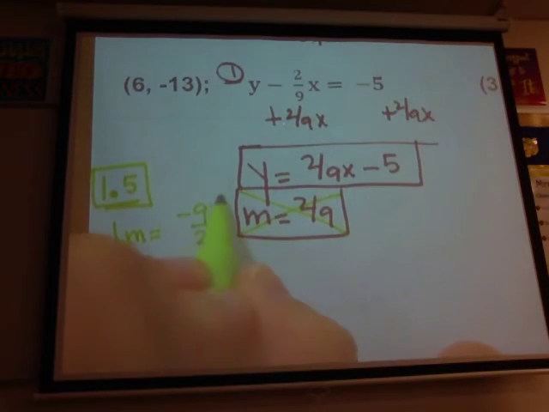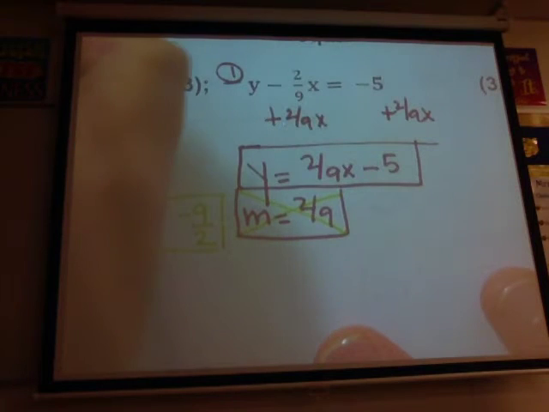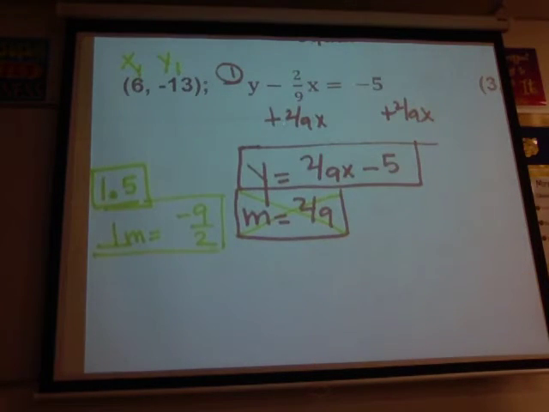Once you find that, cross that other one out so you don't use it, and then label your x1, y1. So step 1.5 is finding your perpendicular slope. Okay? Questions so far?